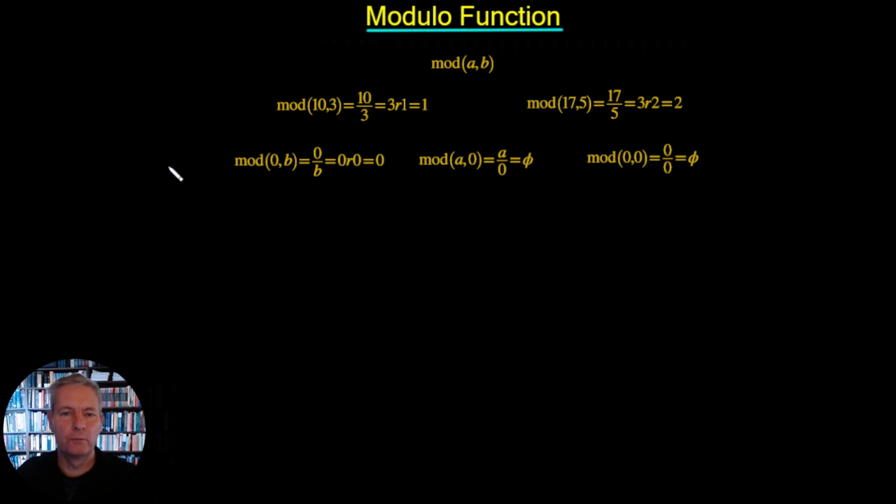Now, as with most of these mathematical functions, the devil is in the detail. So let's look at these three examples. If we had mod(0, b), that would be equivalent to 0 divided by b, which is equal to 0, remainder 0, which is equal to 0. If we had mod(a, 0), then that's equal to a divided by 0. We can't divide by 0, it is undefined, so this is the empty set or undefined. Mod(0, 0) is 0 divided by 0, again, which is undefined, so this is the empty set.